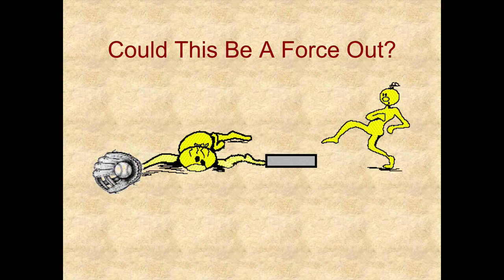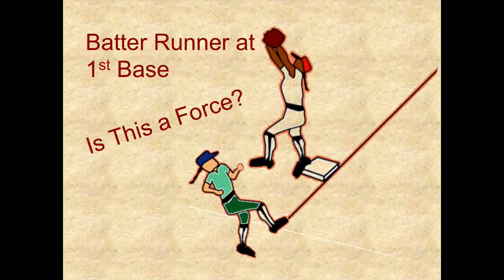Now, could this be a force out? The fielder has the ball securely in her glove. However, the glove is on the ground, and she is touching the base with her other hand. Or that might be a foot, I'm not really sure. And here comes the runner. Sure, if this runner is forced to advance, the fielder does not have to tag the base with her foot or with the glove.